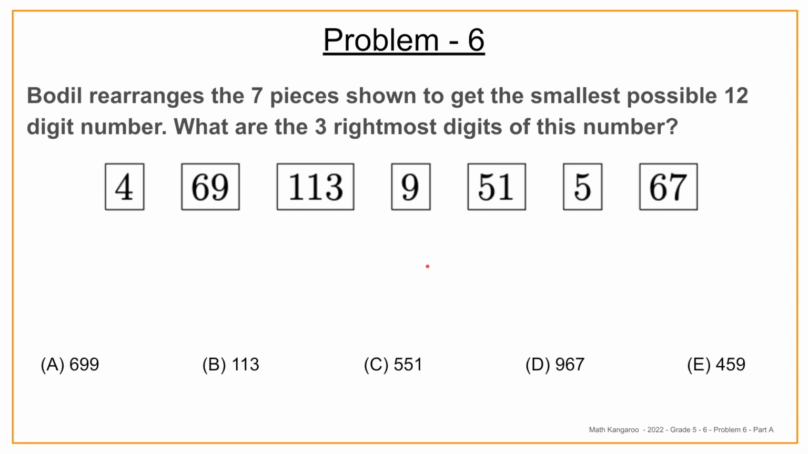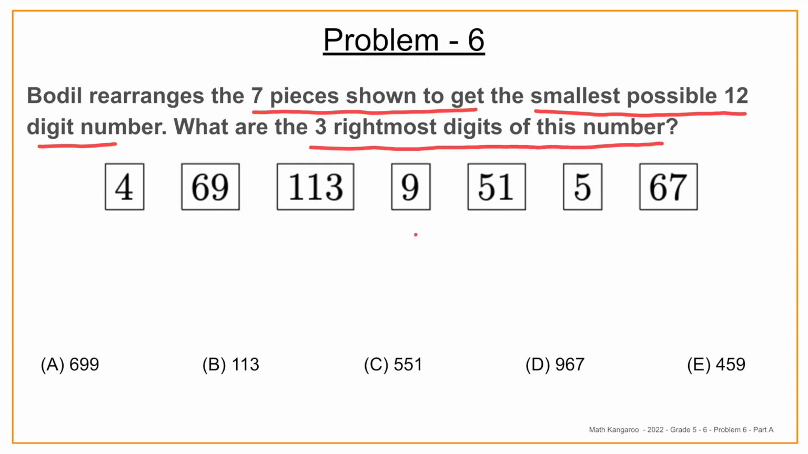Problem 6. Bodil rearranges the 7 pieces shown to get the smallest possible 12-digit number. What are the 3 rightmost digits of this number? These are our numbers. We have to form the smallest possible 12-digit number. And these are our options. So what's the key idea here? If a number starts with the lowest digits, that would be the smallest one. So if a number starts from 1 and then 2 and 3, 4, that would form the smallest number.